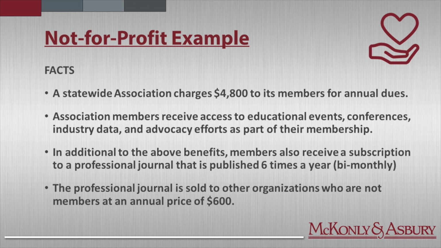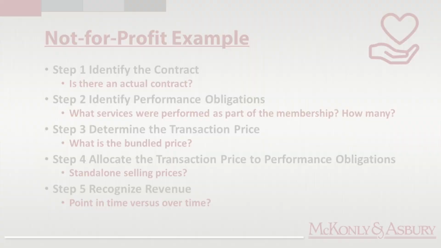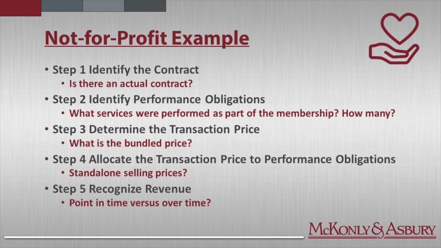So this focuses on one of the issues that the nonprofit task force has worked on and concluded on as well. So let's take a look. So we have to look, is there an actual contract? So we do have a contract when you're paying those membership dues. What services were performed as part of the membership and how many services? What is the bundled price here? So we know we have the $4,800, but how do we allocate the transaction price to the performance obligations? And when do we recognize revenue? Is it a point in time versus over a period of time?